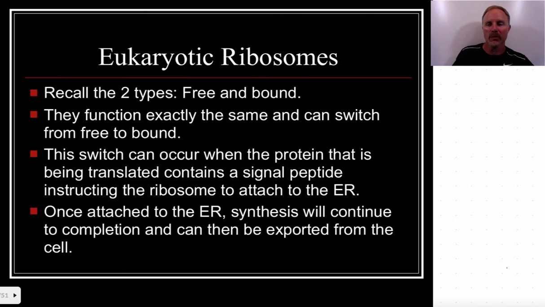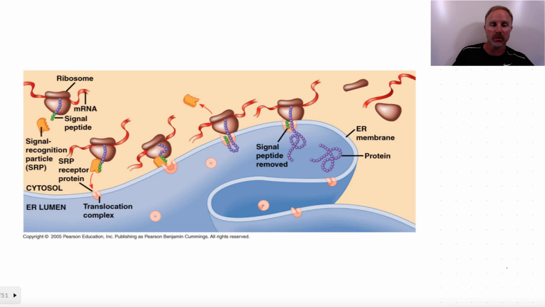So when you talk about ribosomes now, there's two types, if you recall from when we learned about this back in Chapter 6. There's free and bound, and they function the same. They're making proteins. The switch from free to bound can happen, and it has to do with the protein that's being made and whether or not it contains a signal peptide that's going to instruct it to go to the ER, or whether it doesn't contain that. If it doesn't, then it's just going to make proteins that are freely available to use by the cell. And of course, once it's attached to the ER, it's going to make proteins that are going to be exported from the cell.